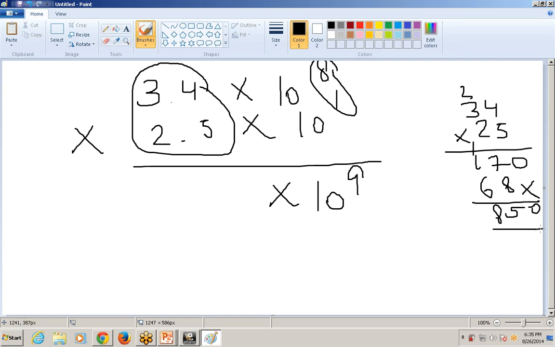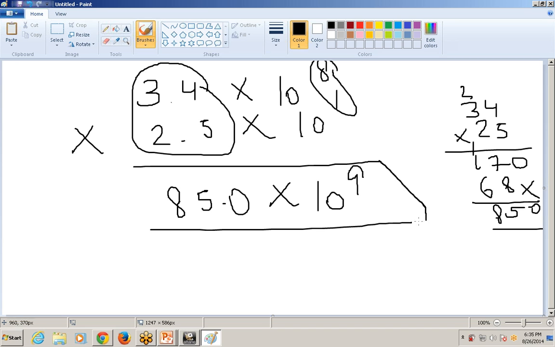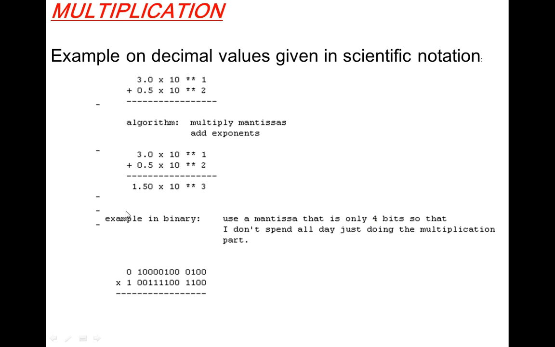This is 850. This is 850, and put the decimal. So this is 85.0 into 10 power 9. This is how we can multiply floating point numbers. First of all, multiply the mantissa part, then add the exponent part, and then write down the values. This is multiplication, this is addition of the exponent part.